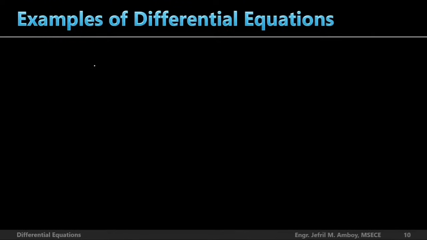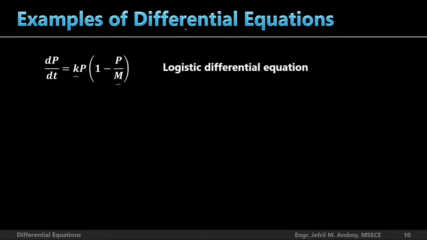Now, here are some examples of differential equations. So, first, we have this equation in which the dependent variable is P and the independent variable is T. So, here, K and M are actually parameters which are constants. So, this is what we call the logistic differential equation, which is used in determining the population in a certain region. So, pag-aaralan natin yung differential equation yan sa module 3.